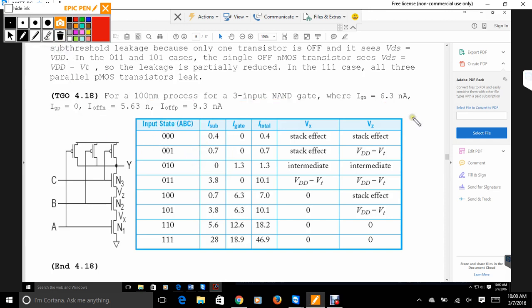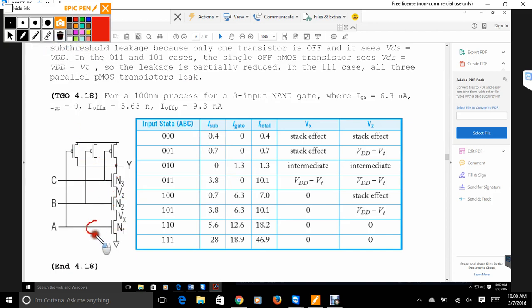So when you have 0, 0, 0, it actually comes out to 0.4 volts because all 3 of these are off, and all 3 of these are on. So that's all sub-threshold current. There's no gate current because we don't actually have any gates on.